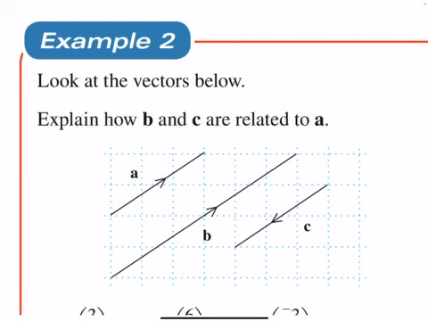So, if we look at A, give the vector of A. What is the vector of A? 3, 2. 3 in the X, 1, 2, 3, and then 2 in the Y. All right. The vector of B: 6, 4.